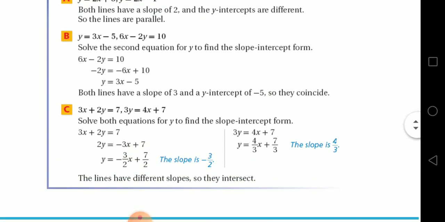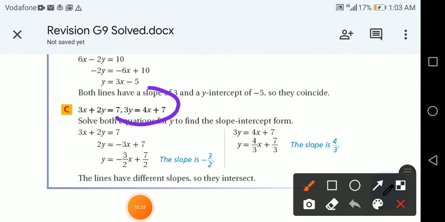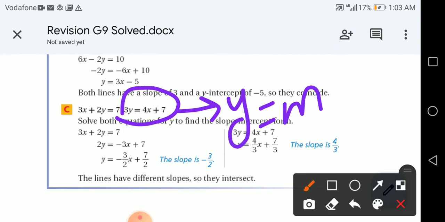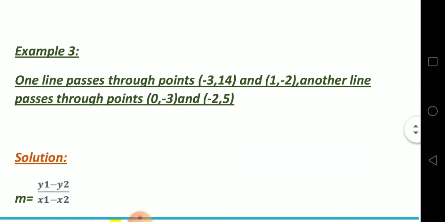So remember, if I want to find the relation between them, I have to convert this into the right order of the rule, which is y equals mx plus b. The order is very important: start with y and then mx plus b.